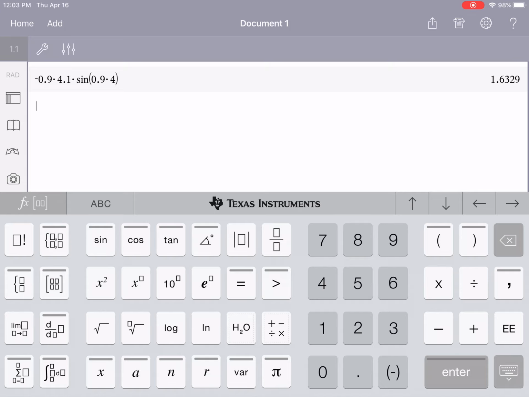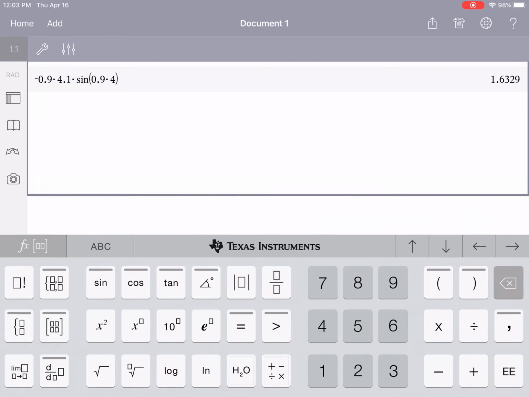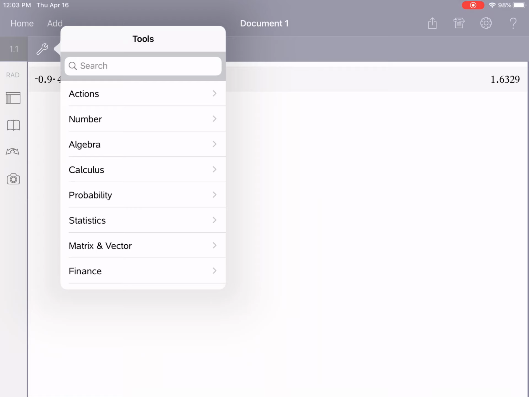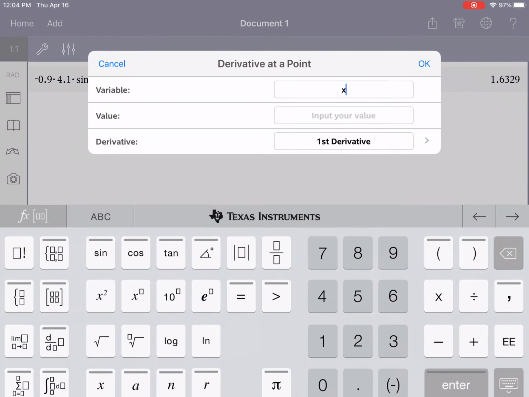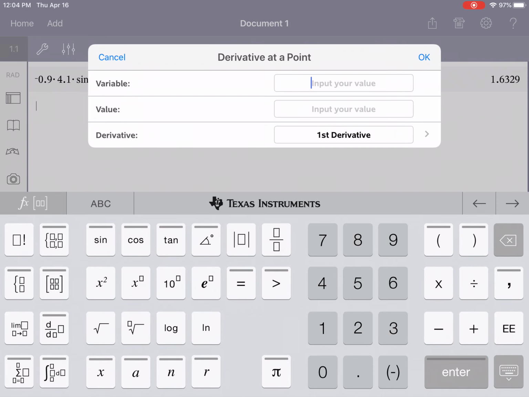So let's see if I can remember how to do this or figure out how to do it on the iPad. For you guys, you would hit the menu button, and when I hit that little wrench right there, we get to the same thing. And if we go to the calculus menu and ask it to evaluate the derivative at a point, what's going on right here? Our variable, technically we were doing t here and not x, so there we go. We'll change that to a t, although we certainly could put an x in there.